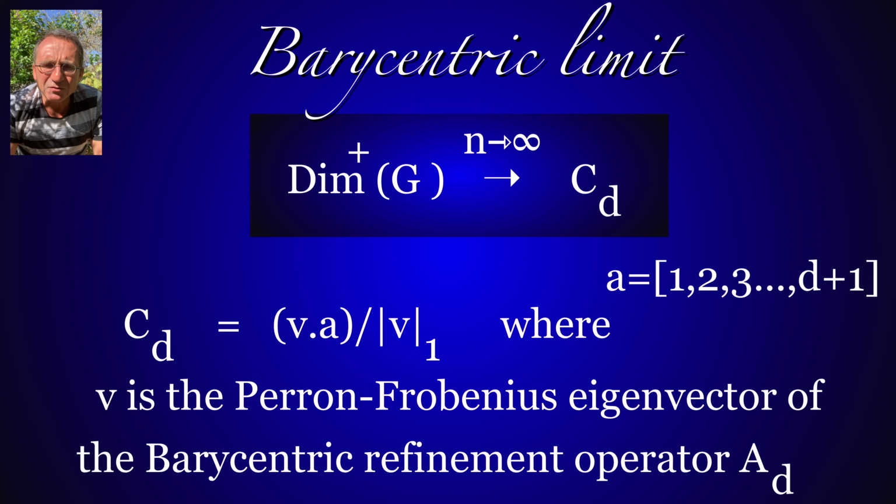Another result is when we look at the barycentric limit. We can take barycentric refinements of graphs, and so if we take the Gn, the nth barycentric refinement, and look at the average simplex cardinality in the limit, we get a rational number which is explicitly given in terms of the Perron-Frobenius eigenvector of the barycentric refinement matrix AD in that dimension. So this is all explicit matrices using Stirling numbers, and the rational numbers can be computed.